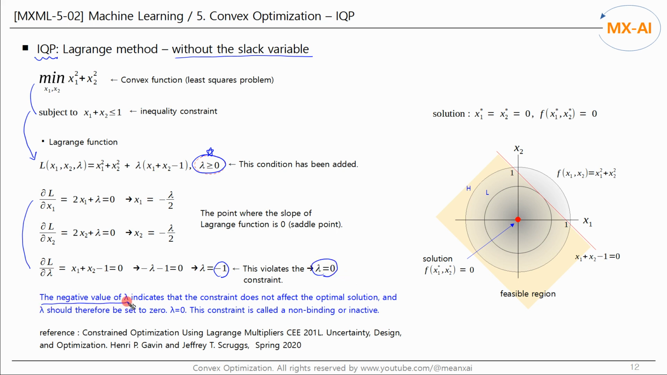The negative value of lambda indicates that the constraint does not affect the optimal solution, and lambda should therefore be set to 0. This constraint is called a non-binding or inactive constraint. Let's look at the picture on the right. As on the previous page, this is the feasible region, and the optimal solution is located here. This constraint is inactive.